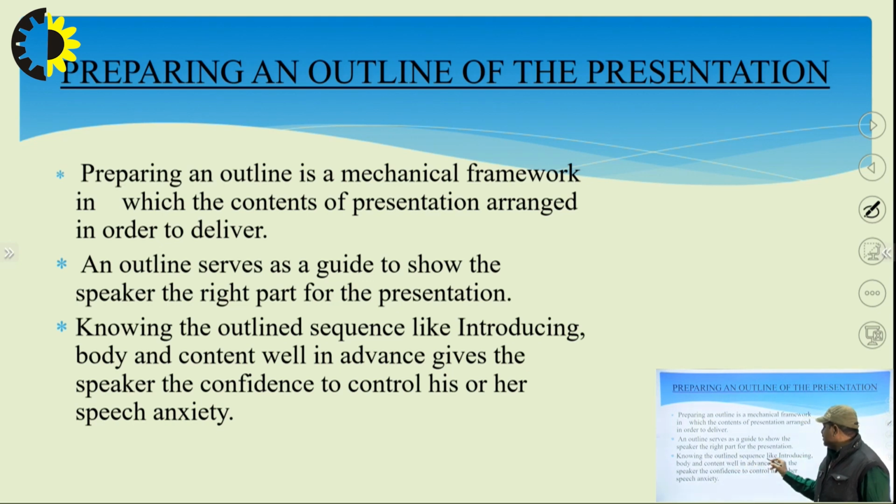Knowing the outlined sequence like introduction, body and conclusion well in advance gives the speaker the confidence to control his or her speech and anxiety. So, very important.